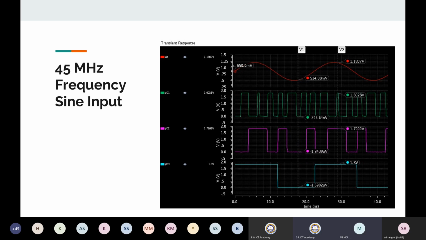So in the next slide, slide number 17, it is a 45 megahertz frequency sinusoidal input, and you can see the corresponding output has been obtained in this fashion, which is really very good.